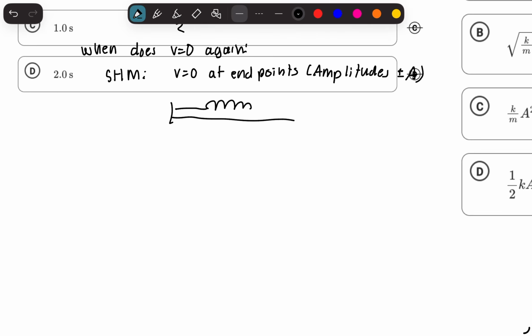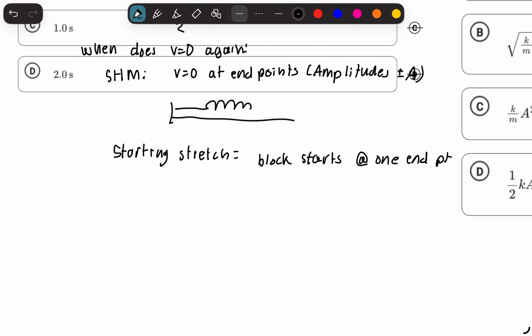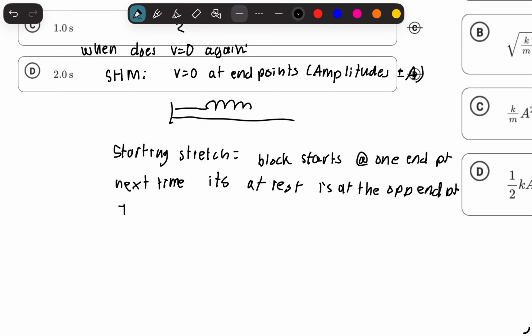So that means that the starting stretch means that the block begins at one end point. Block starts at one endpoint, and then that means that the next time it's at rest is at the opposite endpoint. Therefore, this occurs at half a period. This is half a period, so that's going to look like this. You're going to have t is equal to T over 2.